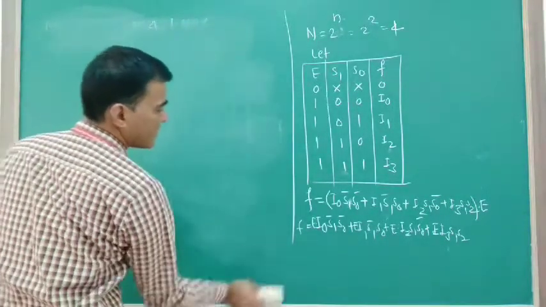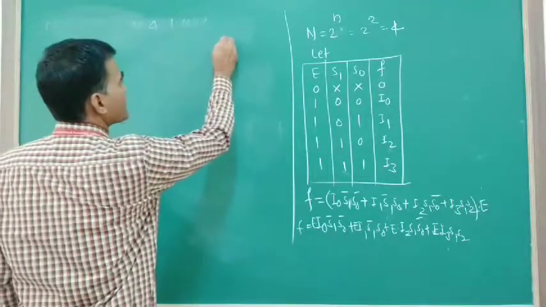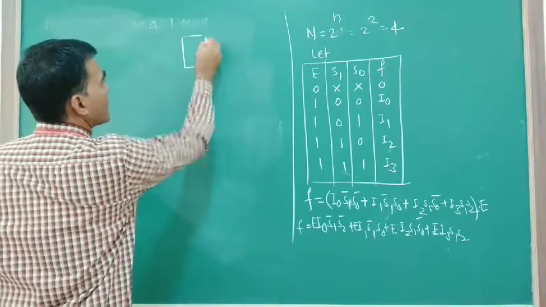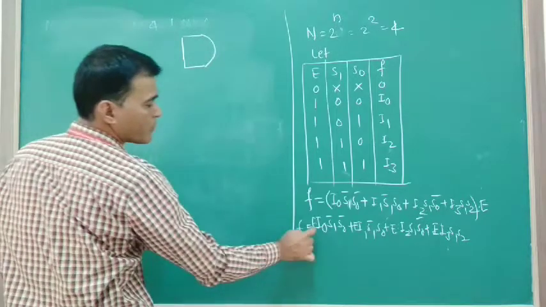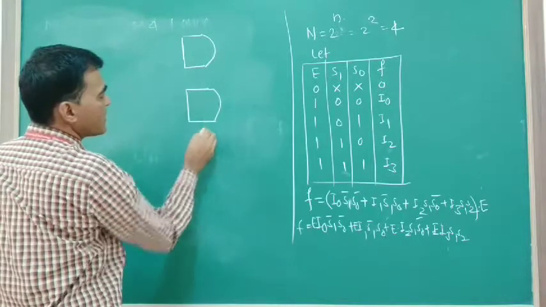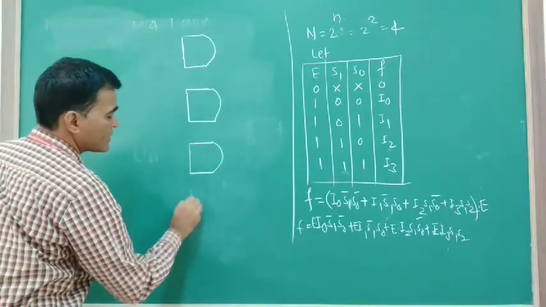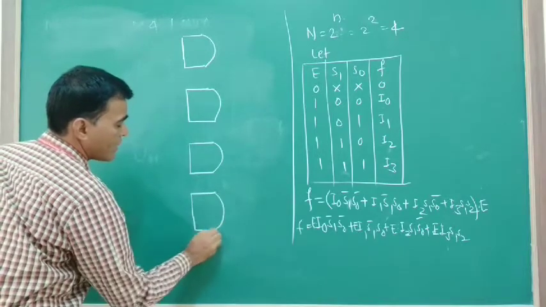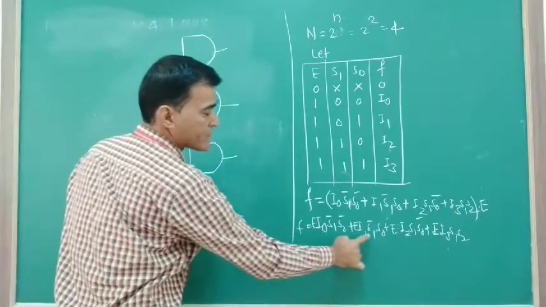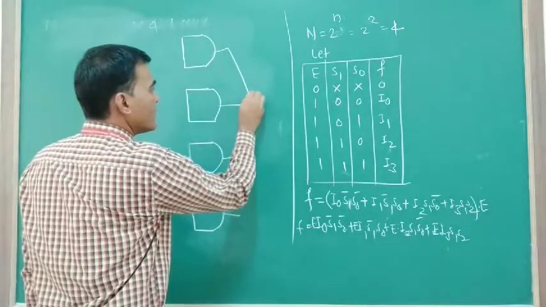Now how can I implement this? Now I need 4 AND gates, is it right? So let us draw these 4 AND gates first. All of these 4 AND gates must have 4 inputs, 1, 2, 3, 4, right? Because we know that multiplication can be achieved by using the AND gate and addition can be achieved by using the OR gate. Hence we need here AND gate and OR gate. So let us say this is the output of the first AND gate, second, third and fourth. All these are added, hence we need one OR gate.